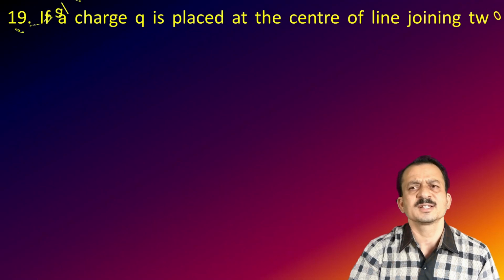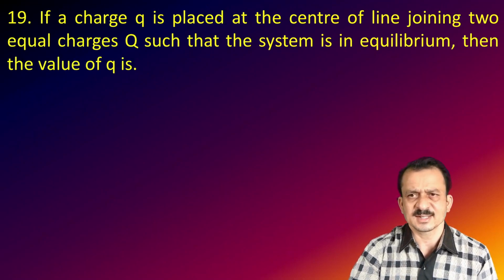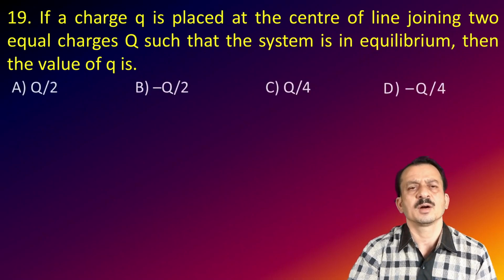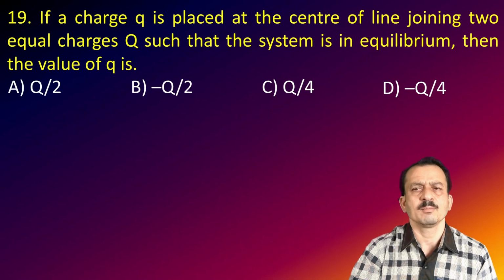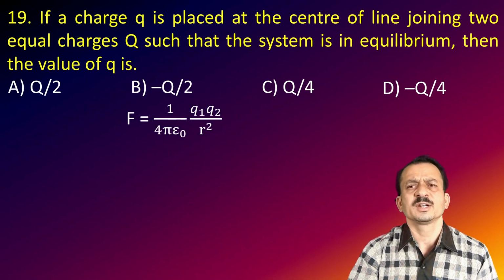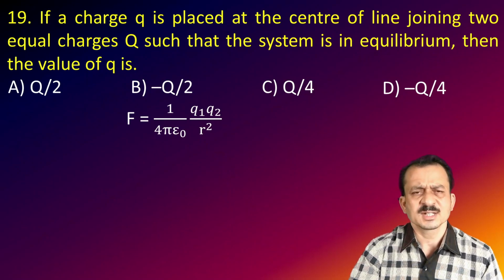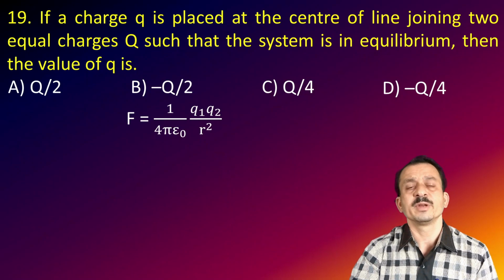If a charge q is placed at the center of the line joining the two charges capital Q such that the system is in equilibrium, then the value of small q charge is, options A Q by 2, B minus Q by 2, C Q by 4 and D minus Q divided by 4. Now here the two equal charges are capital Q, capital Q. A small q charge is placed at the center of the line joining the two charges. The system is in equilibrium.